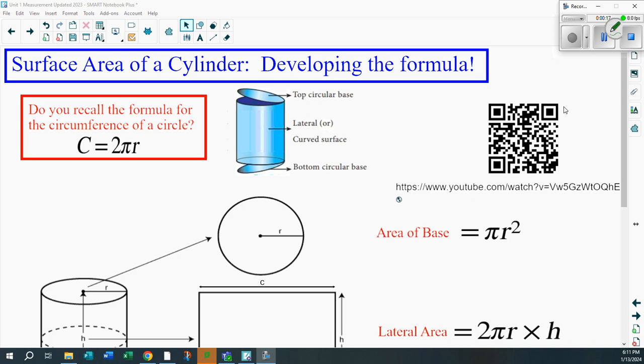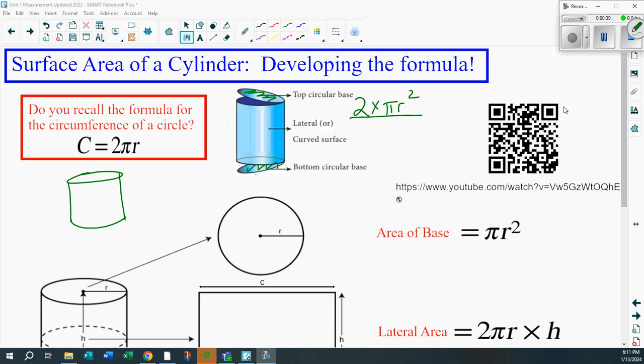A cylinder, if you think about it, it's just a can, like a can of soup, a can of corn, whatever. Think about what you have. You've got a top and you've got a bottom, which of course are circles. Area of a circle is pi r squared. So if you've got two of them, don't you have to multiply this by 2 for the top and the bottom? But now we've got this lateral.